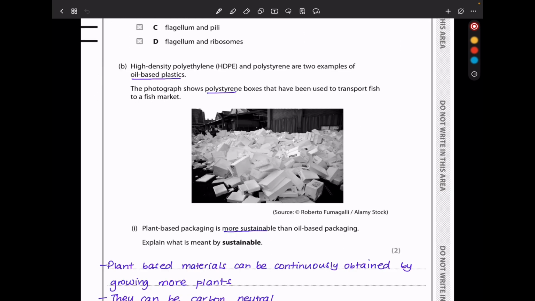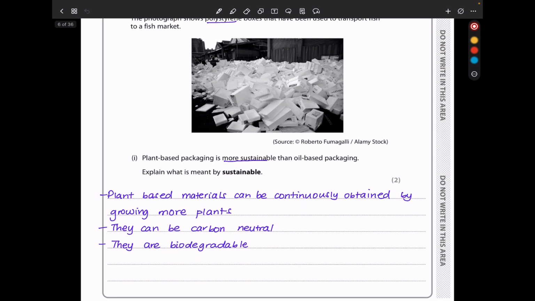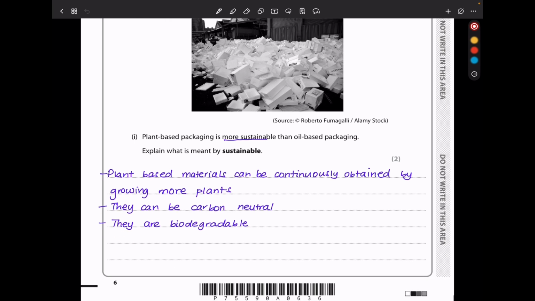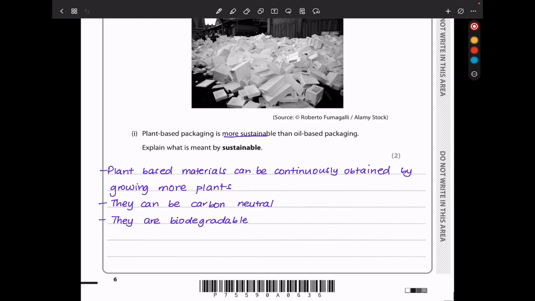In part B, high-density polyethylene, which is HDPE, and polystyrene are 2 examples of oil-based plastics. The photograph shows polystyrene boxes that have been used to transport fish to a fish market. So they say plant-based packaging is more sustainable than oil-based packaging. Explain what is meant by sustainable.